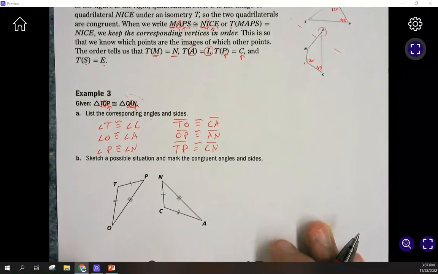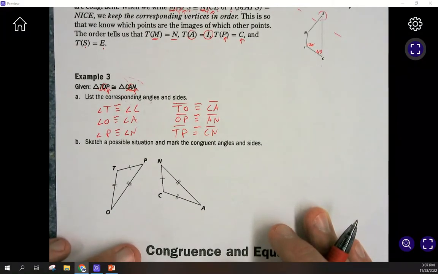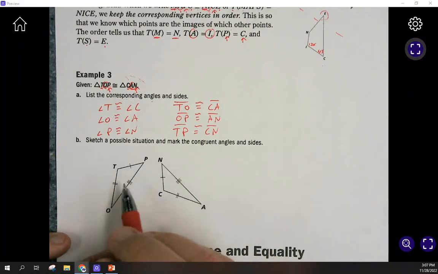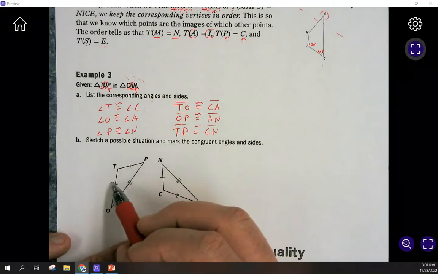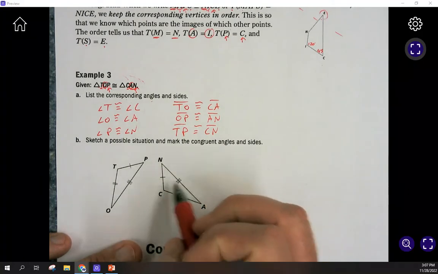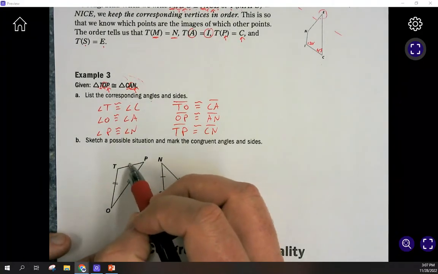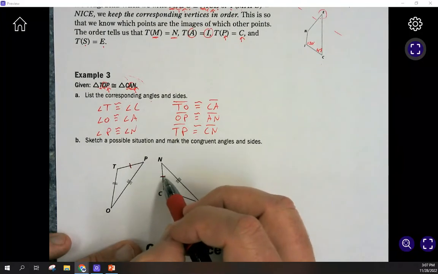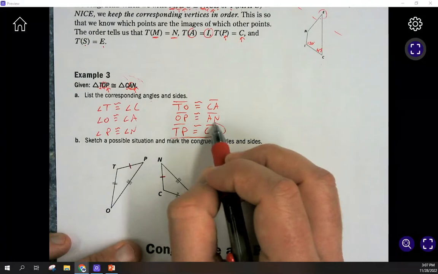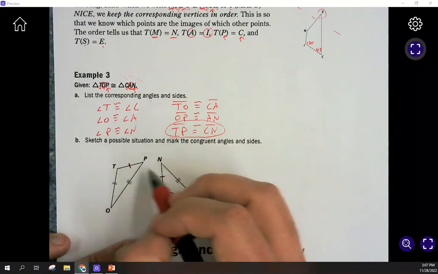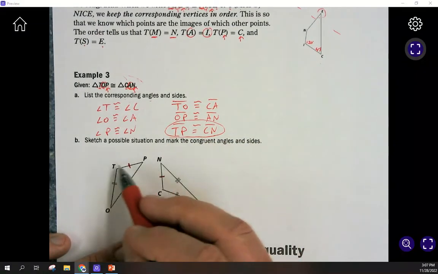Now for part B, it says to sketch a possible situation and mark the congruent angles inside. So I've actually already given you the picture here. So if we take a look, the sides are all matched up here. TP has the 1, and that means it matches CN. So if you take a look, TP and CN, those are equal to each other.